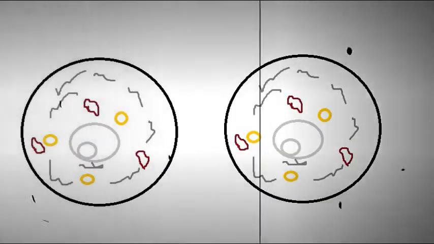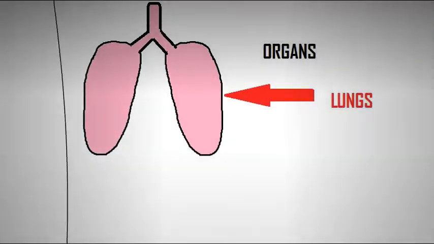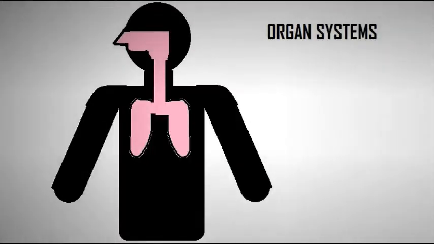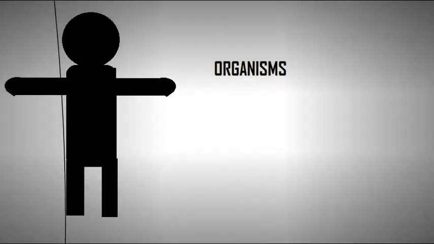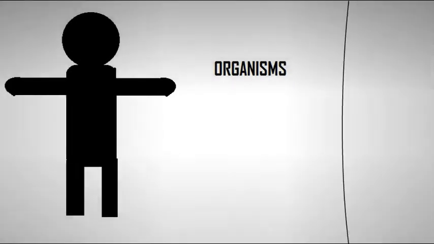Cells then come together to create organs, such as lungs. Organs like lungs come together with other organs to create organ systems, such as the respiratory system. Then, all these organ systems, such as the respiratory system, come together to finally create an organism.